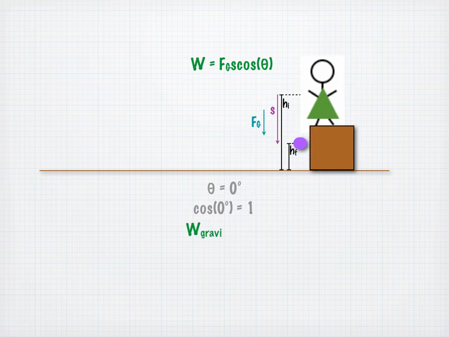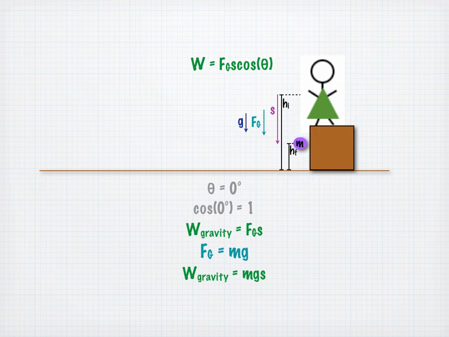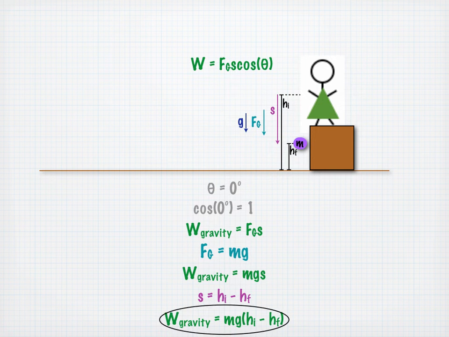The magnitude of the gravitational force is equal to the mass of the object times g, the gravitational acceleration. So we can substitute this into our expression for the work done by the gravitational force. And the magnitude of S is equal to h initial minus h final. So the work done by gravity is equal to m times g times the quantity h initial minus h final.